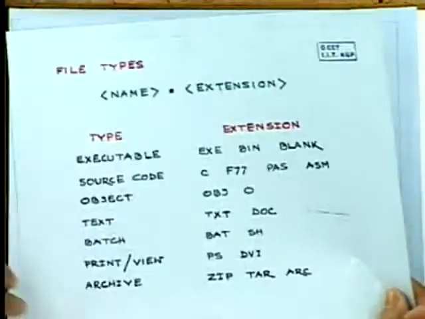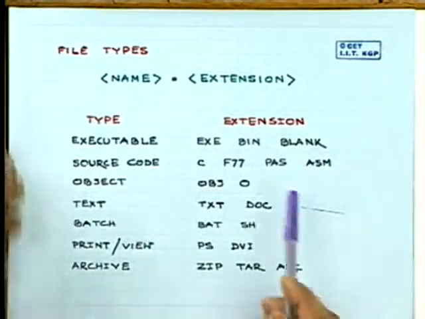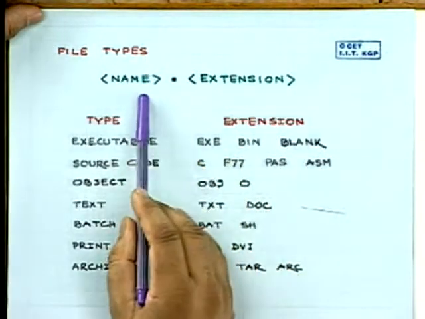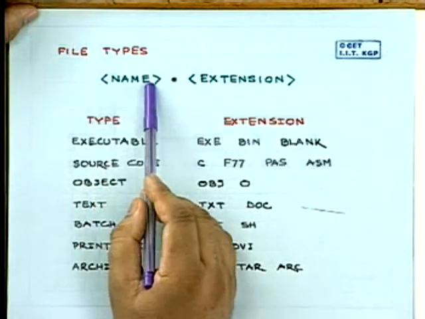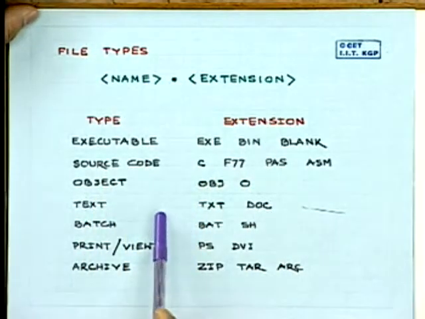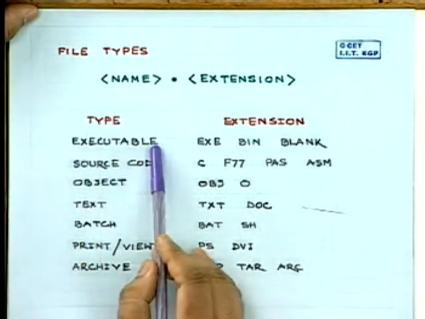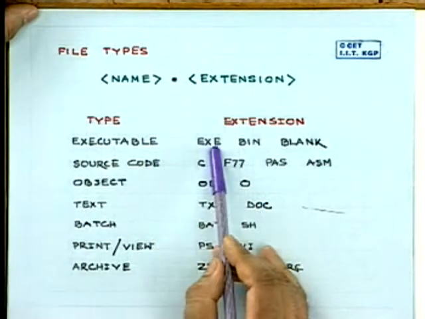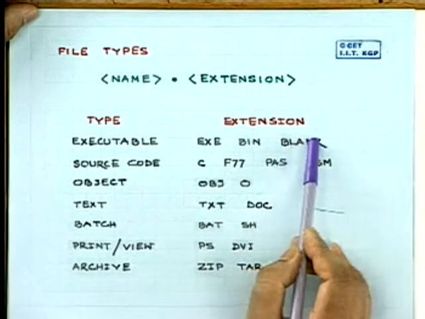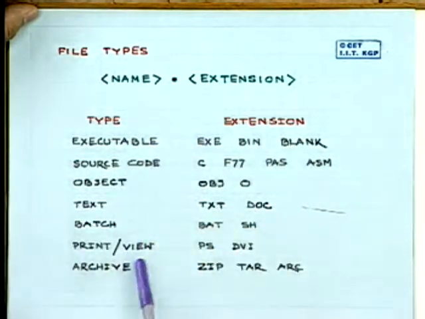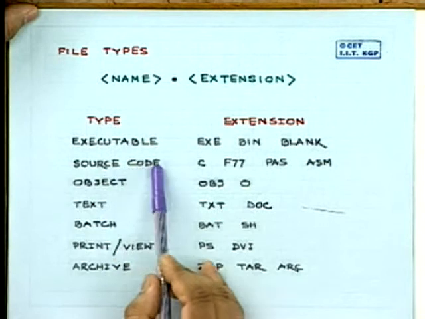Now, let us come to the file types, which is an important parameter. Generally, we keep the file type as a dot followed by an extension, so file name, dot, followed by an extension. The type may be executable. Generally, the extension used for this is exe, bin, or we do not give any extension, meaning that it's an executable file.